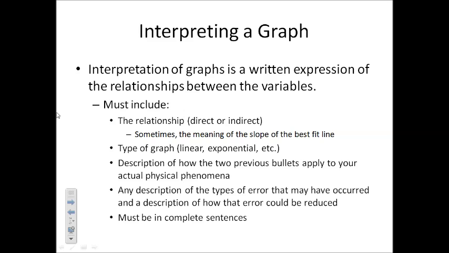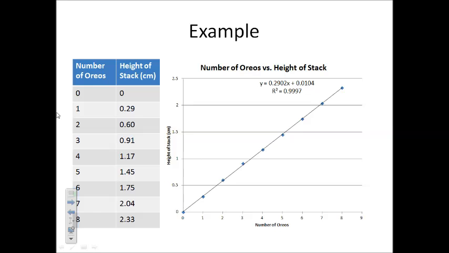Okay. So when we're talking about relationship, we're talking about direct versus indirect, and we want to mention that in our paragraph. Type of graph, linear, or maybe some type of curve, maybe it's a quadratic or something like that. We want to mention that. We're going to describe what this thing is actually telling us and how it applies to our data. We want to give a description of any types of error, and we want to make sure that we're writing in complete sentences. All right, so I have an example here.